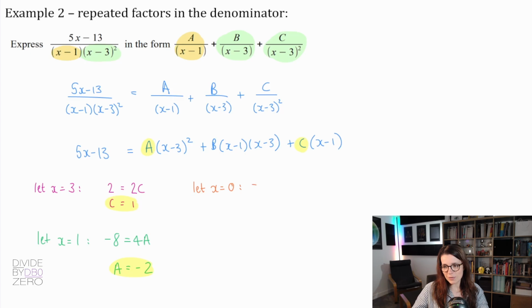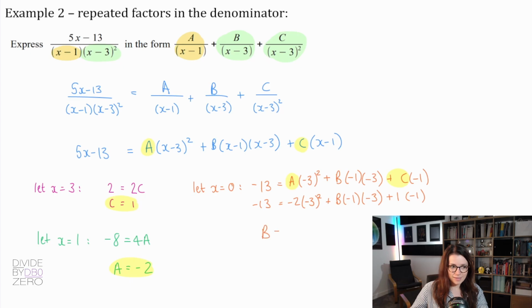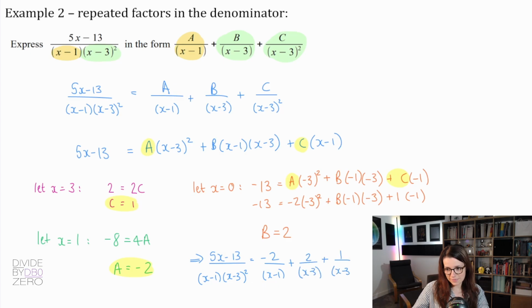On the left-hand side, we'll have −13, and on the right-hand side, if we substitute everything in that we know, it's going to look like a times (−3) squared plus b times (−1) times (−3) plus c times (−1), and then we can sub in the a and the c to get this, and you end up with b equals 2. So we found the third letter. Now all together, that means we've got this, and we're finished.